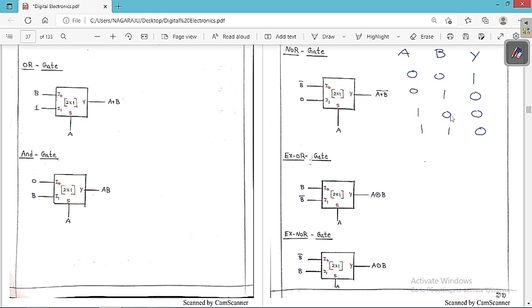So therefore, if B is equal to 0, Y is equal to 0. If B is equal to 1, Y is equal to 0. Means irrespective of B, the output is always equal to 0. So we have to give 0 here.